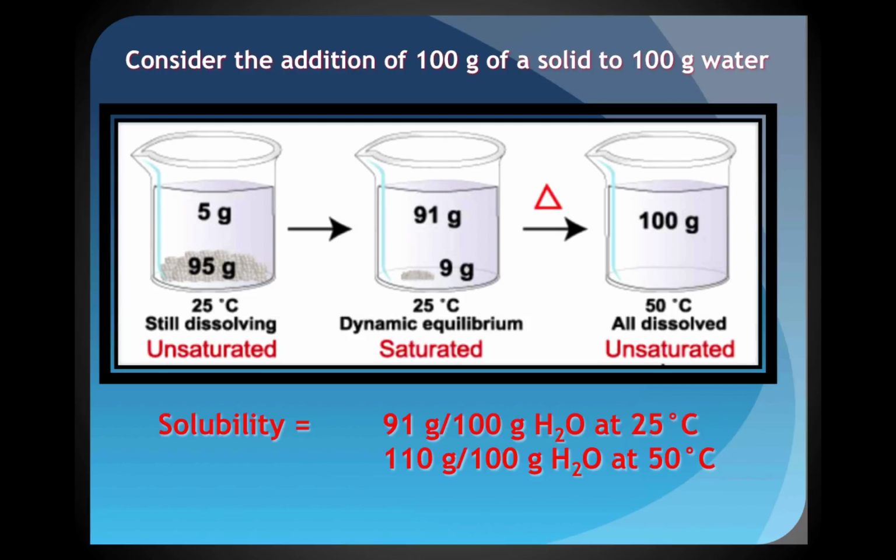Let's look at the first beaker. The first beaker represents the time when the solid is still continuing to dissolve. When I add 100 grams of solid to the 100 grams of water, the 100 grams of solid does not dissolve all at once. It's still dissolving. At this point, we have a condition in which 95 grams of the solid is still at the bottom and only 5 grams have been dissolved.